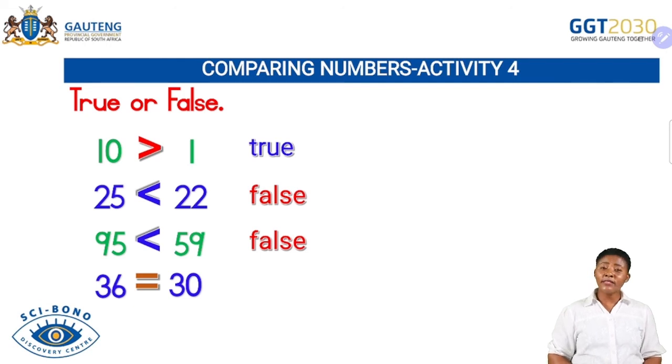Is number 36 equal to number 30? Are they equal? Grade 2s, what do you think? Are they equal? What do you think? Choose between true or false. So it's going to be false. Number 36 is not equal to number 30. Can you see? It's not equal to number 30. All right, let's move on.